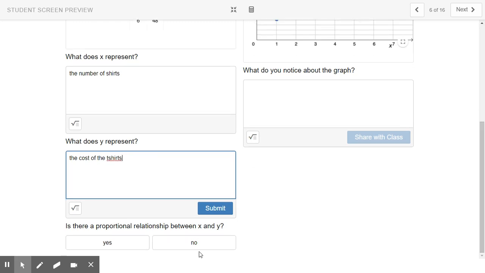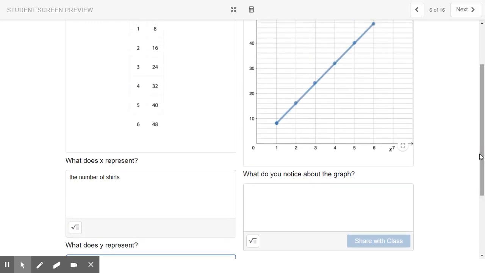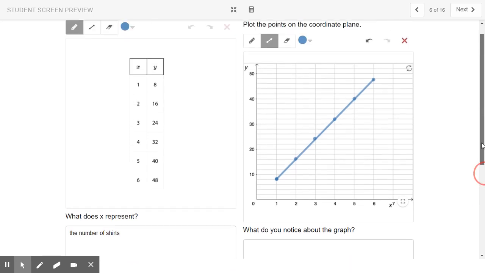And then they want to know, is it proportional? Well, I know if I'm looking at that table from the last slide, it is proportional, right? Because we are always multiplying by 8 for each one of these. So to get from X to Y, we always do times 8. So yeah, it is proportional, isn't it?